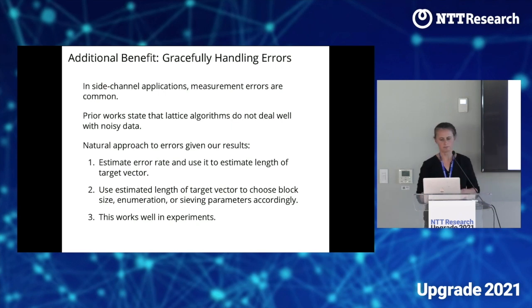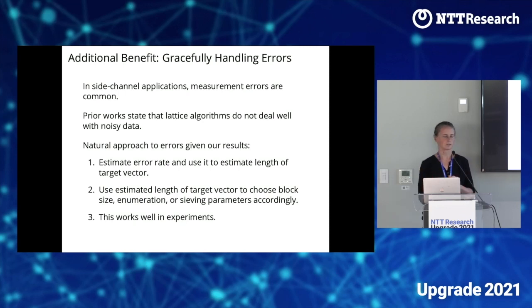A side benefit of our approach is that we actually have a very natural algorithm for dealing with errors, which is you can basically estimate the error rate and use it to estimate the length of the target vector given the errors, and then use the estimated length of the target vector to choose your parameters accordingly, and then just search further out than you would normally. Normally, the reason that errors cause this algorithm not to work is that your solution is no longer the shortest vector because it's longer than you expect. But if you have an estimate of how long it is, you know how to choose your parameters, and you just adjust your search size accordingly.